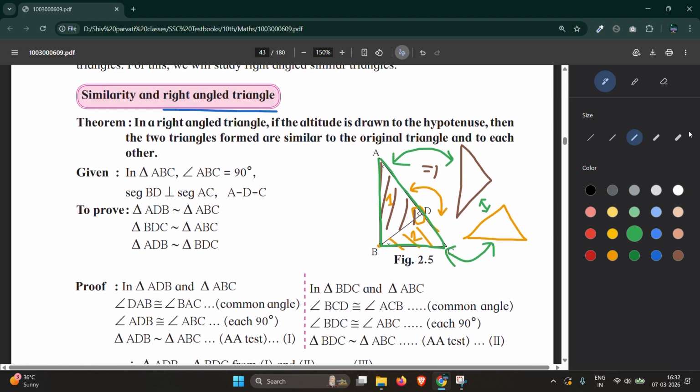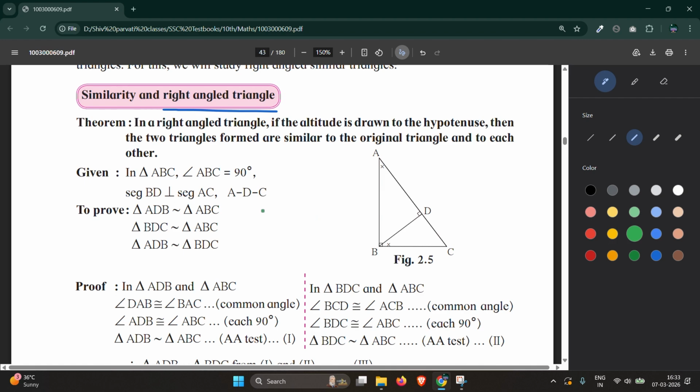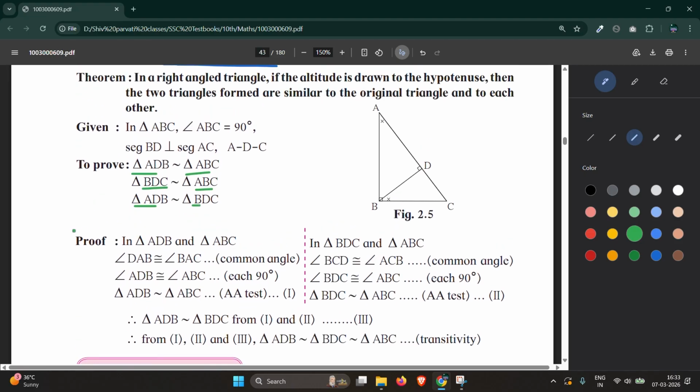So let's see how you go about proving this theorem. Let me clean the clutter a little bit. First of all, we just draw this. This is the only construction in this proof. We have to draw this altitude. And what we have to prove is that all of these triangles that have been formed are similar to each other. And how do you do that? The proof is super duper simple.